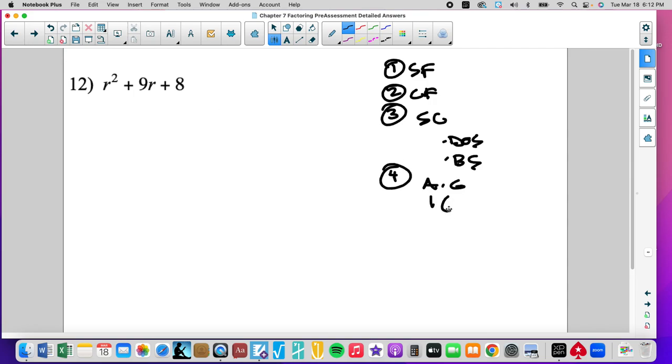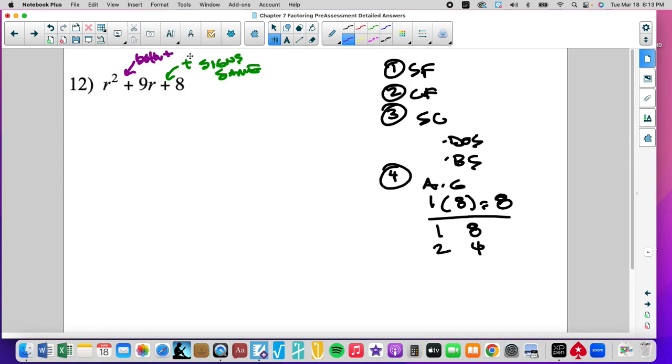My a is 1, my c is 8. 1 times 8 is 8. Factors of 8 are 1 and 8, 2 and 4, and now we're done. Signs are the same. Since it's positive, that means signs are the same. And now we look to the secondary indicator, and that tells me that both of the signs are positive. So I'm going to put those signs in there. Positive, positive, positive, positive. 1 plus 8 is 9. 2 plus 4 is 6. Which one is equal to my middle?